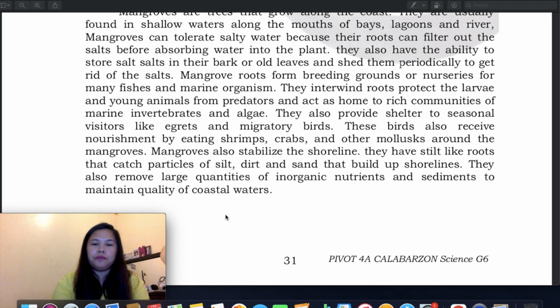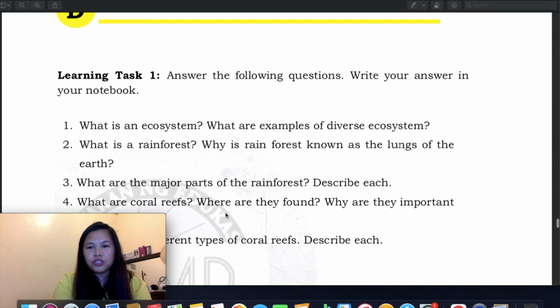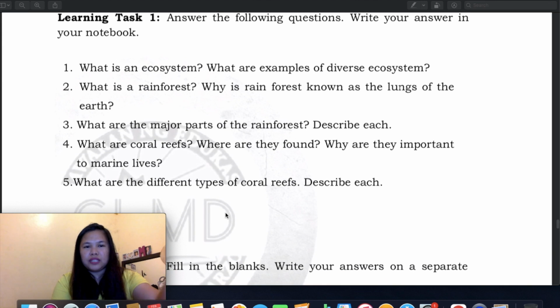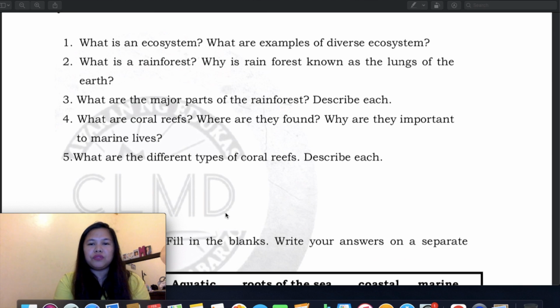Okay, so in your learning task 1, answer the following questions. Write your answer in your separate answer sheet. So, yan, you have to answer what is an ecosystem, what are examples of diverse ecosystem. So, number 2, what is rainforest? Why is rainforest known as the lung of the earth? So, third, what are the major parts of the rainforest? Describe each.